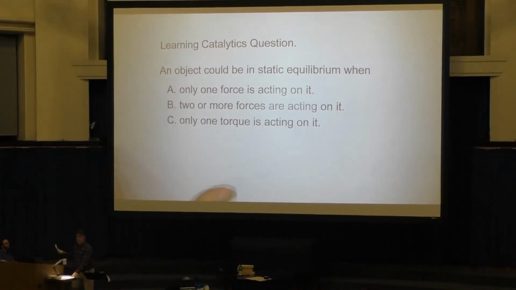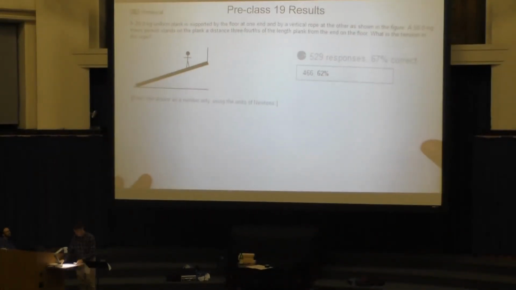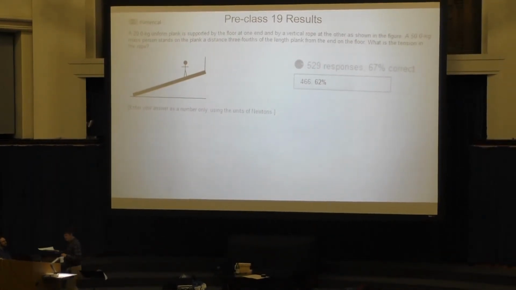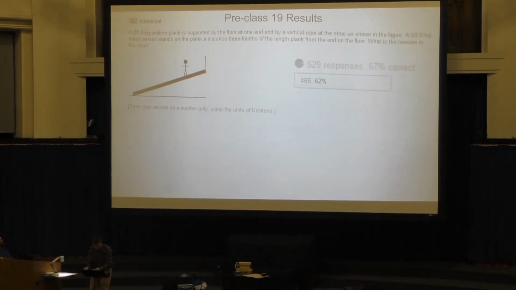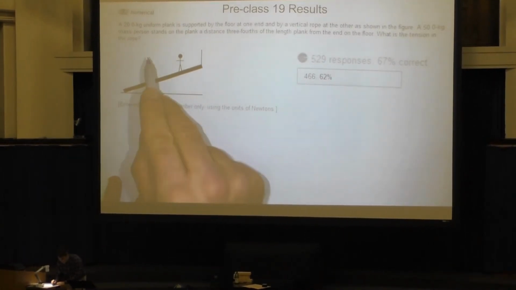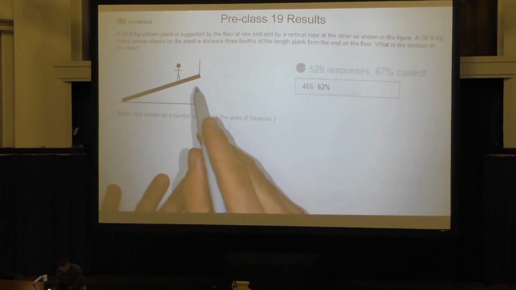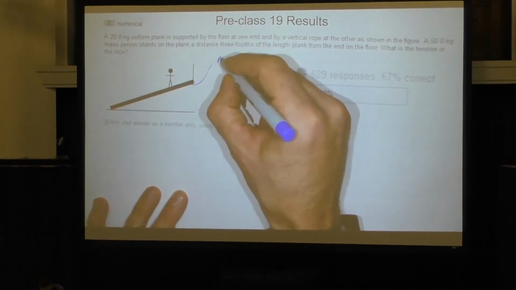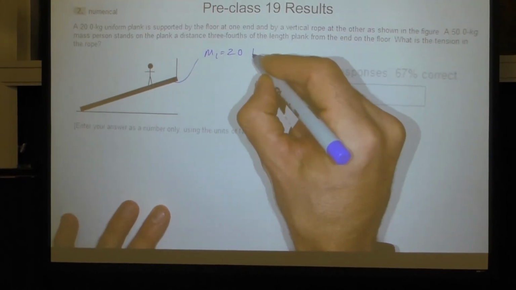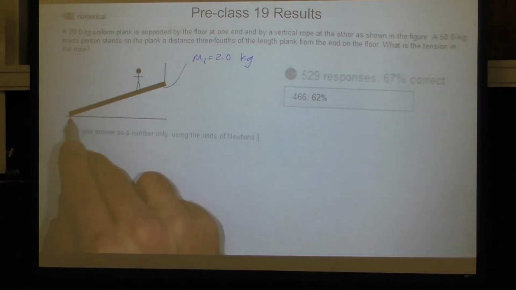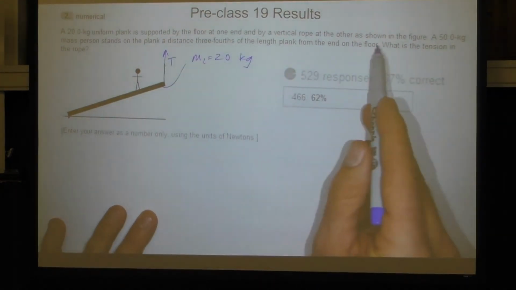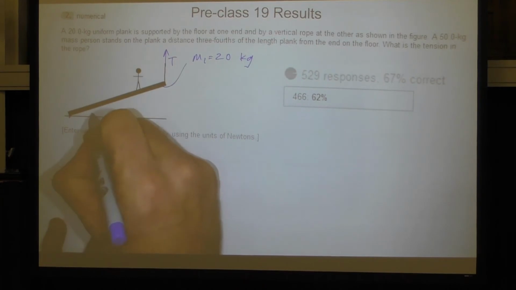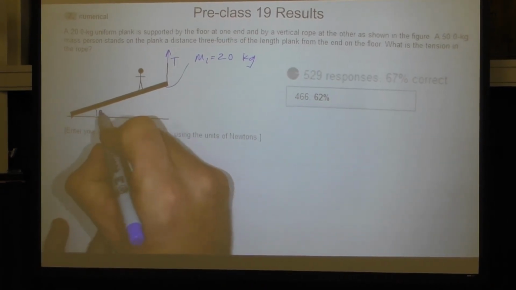So a lot of people this morning asked me to go over this question. A 20 kilogram uniform plank. This is a pretty difficult pre-class question. 62% of you got it though, so that was really good. It's asking you to practice all this stuff. So let's go through it. Let's call the plank M1, which is 20 kilograms, supported by the floor at one end and by a vertical rope, some tension we're trying to find, on the other. And it's at some angle, which we might as well call theta.